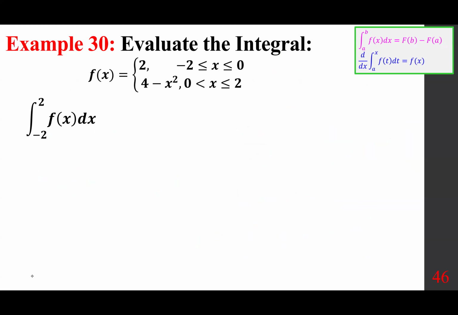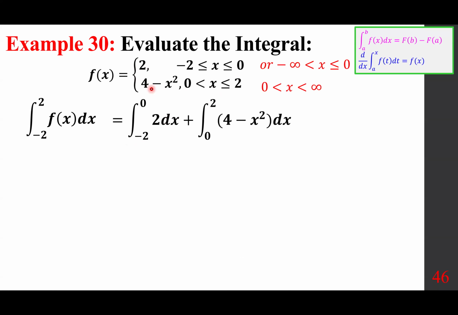Evaluate the integral where f of x is defined as 2 when it's between negative 2 and 0, and 4 minus x squared when it's between 0 and 2. Because we want negative 2 to 2, please understand that we are going to cut it into two pieces. The integral from negative 2 to 0 is going to use this part, this piece of the piecewise defined function. For the second leg from 0 to 2, it's going to use 4 minus x squared.